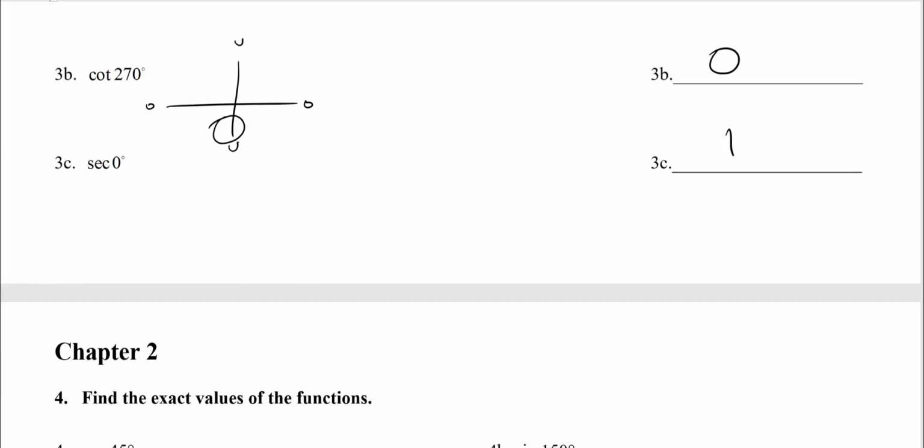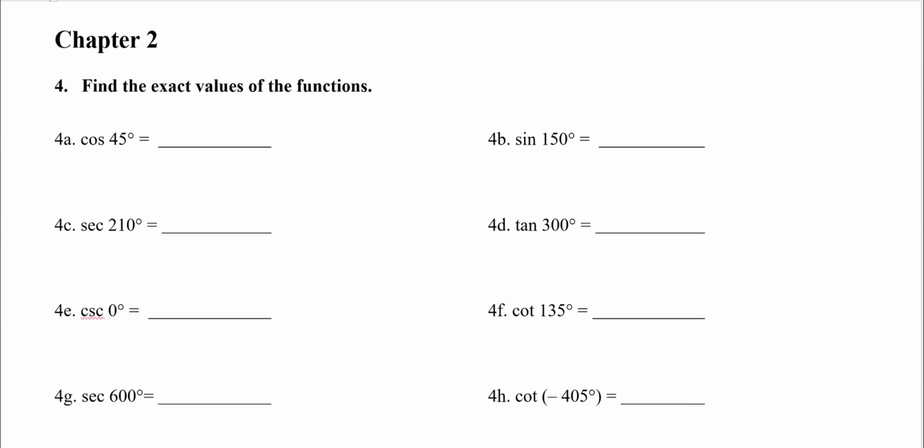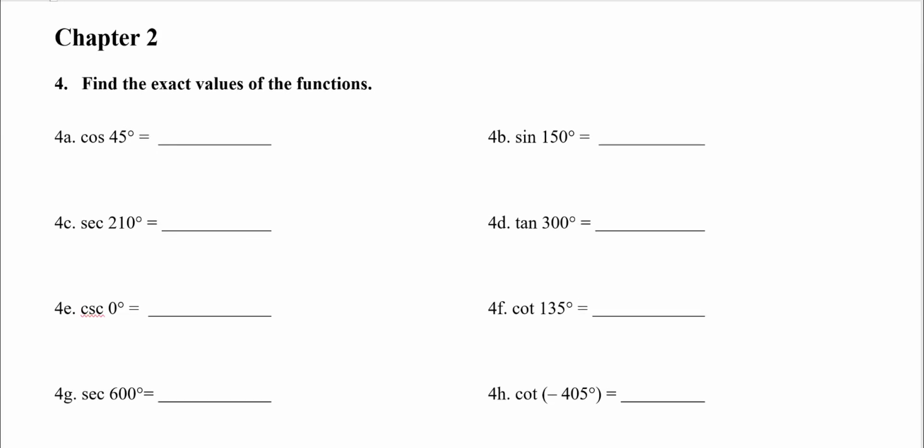Okay, moving on. These are all exact values. Again, you guys should know how to do every one of these problems very quickly. Cosine of 45, you guys should know that's root 2 over 2. Sine of 150, reference angle is 30 degrees. And again, you're over here, so it's positive. So sine of 30 is 1/2, so it's positive 1/2.